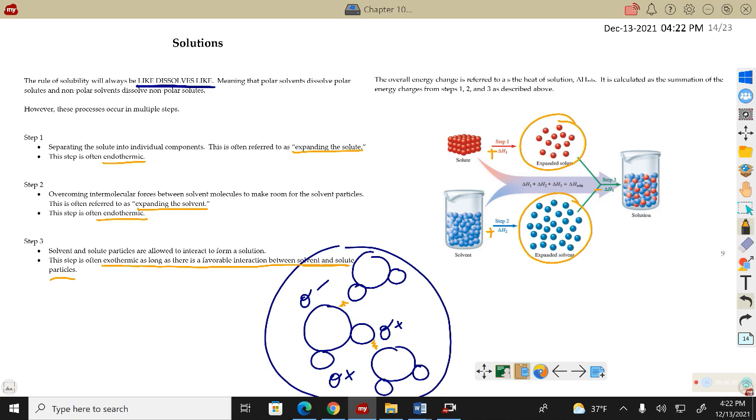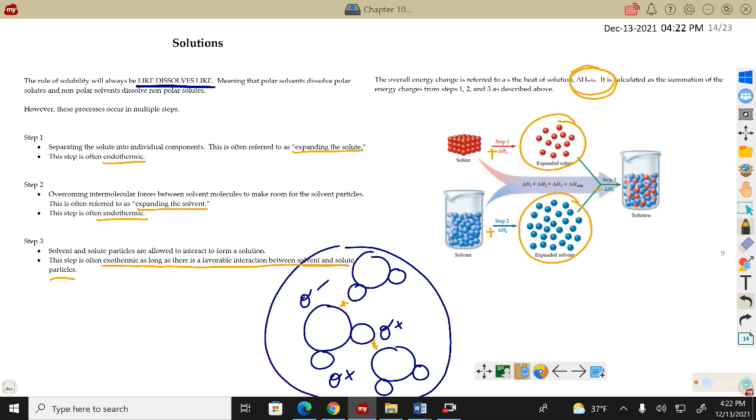Now, the overall energy change is called the heat of solution, or delta H SOLN, heat of solution. And it really is just the sum of these three processes. Now, often the first two, again, are endothermic, and the third process is exothermic.